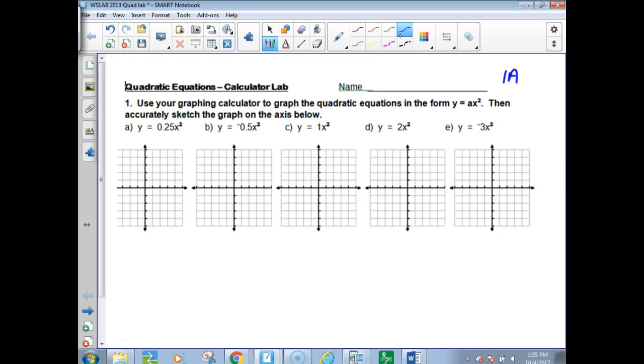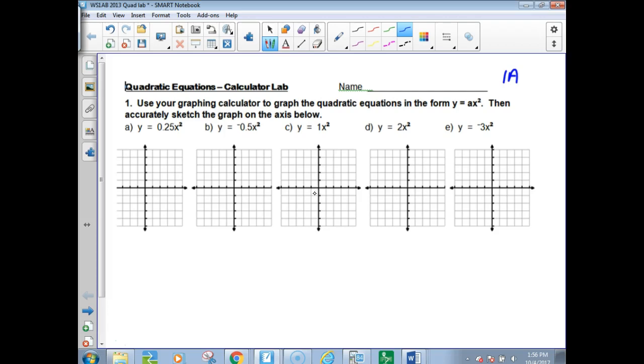Okay, today we're going to start our unit on quadratics. I told you that was the next topic, so you're going to learn everything you wanted to know about parabolas. All right, we have graphed a few of these already.